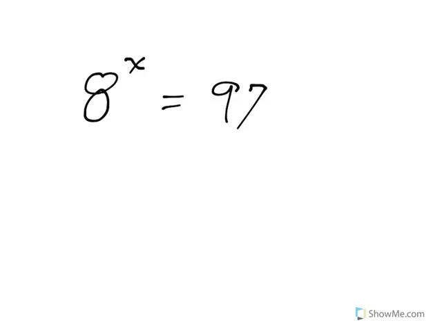So we don't know this. It's between 2 and 3, but what is it exactly? Well, in algebra, you can do stuff to both sides. You can add to both sides, subtract, multiply, divide. Well, another thing you can do to both sides is take the log of both sides.